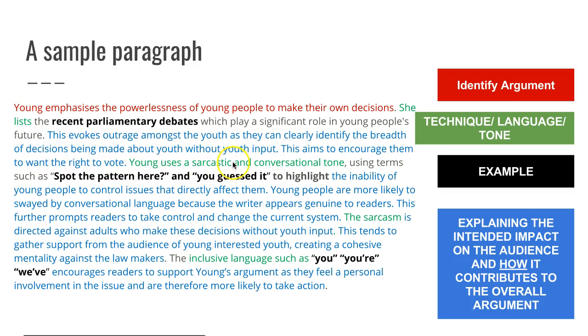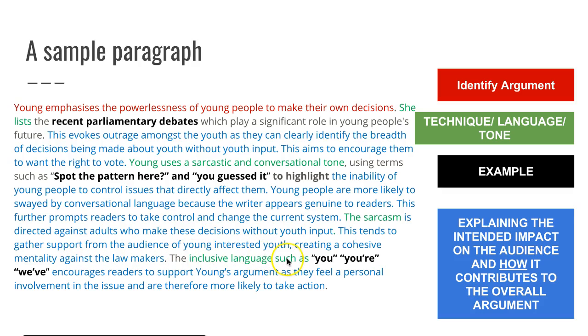Young uses a sarcastic and conversational tone technique, using terms such as, for example, spot the pattern here, you guessed it, to highlight the inability of young people to control issues that directly affect them. Young people are more likely to be swayed by conversational language because the writer appears genuine to readers. This further prompts readers to take control and change the current system. The sarcasm is directed against adults who make these decisions without youth input. This tends to gather support from the audience of young, interested youth, creating a cohesive mentality against the lawmakers.